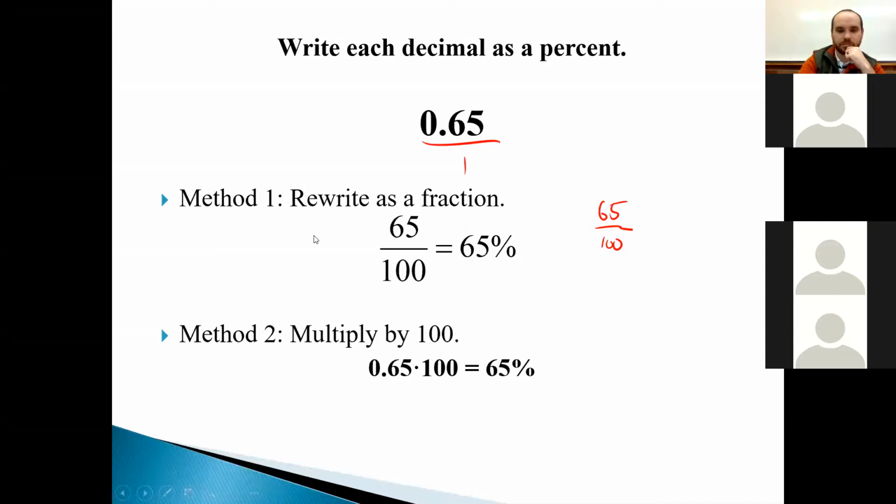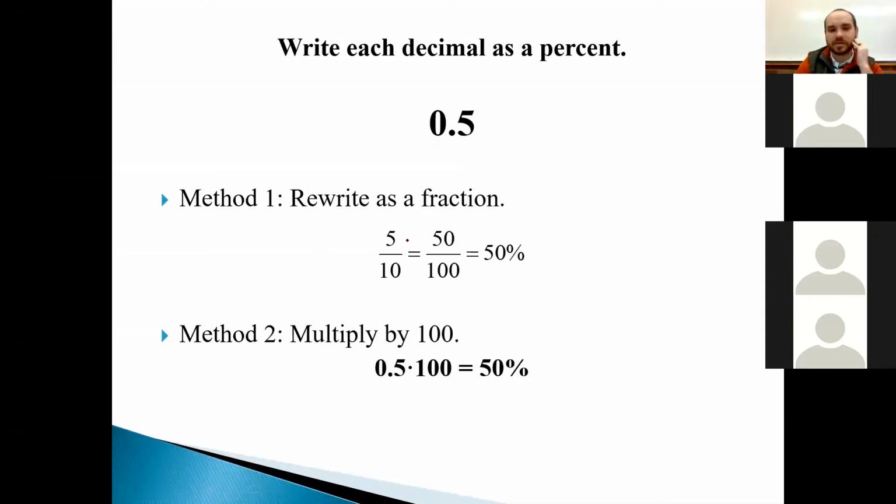So here's what it looks like in more detail. We've got our 5 out of 10 equals 50 over 100 equals 50%, or just 0.5 times 100 equals 50%. So this last one, I want you guys to tell me, what is 1.44 as a fraction and 1.44 as a percent?